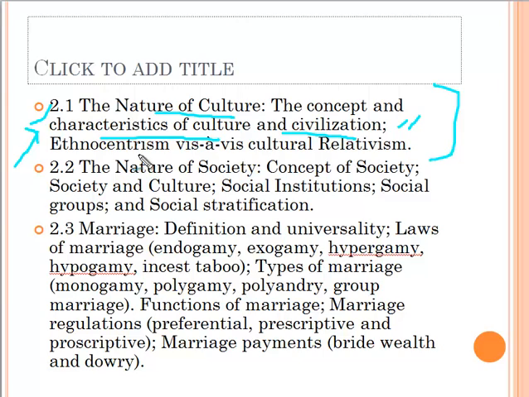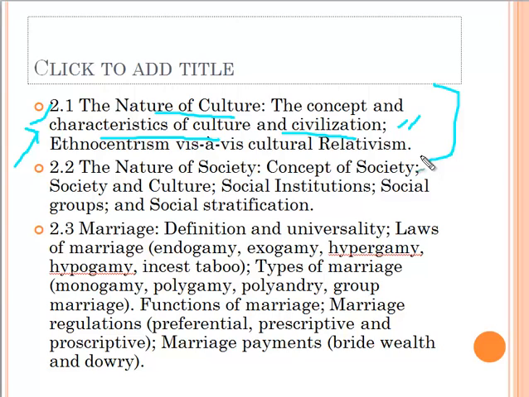Then ethnocentrism and cultural relativism. This is also a very fixed concept, given by anthropologists. Ethnocentrism means focusing towards your own culture, that it is better than other cultures, that our culture is the best and other cultural practices are wrong. And cultural relativism means you have to see different cultures in their own specific contexts.